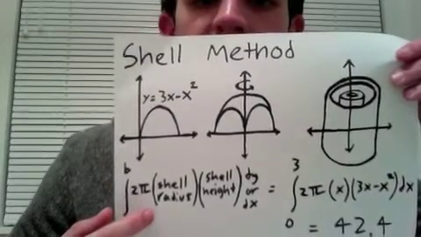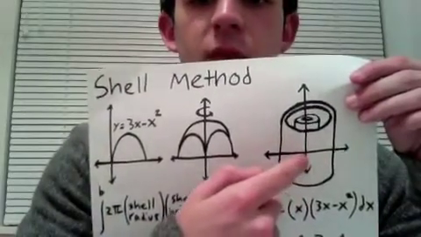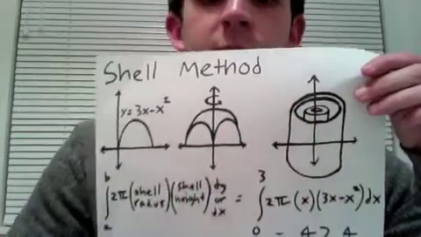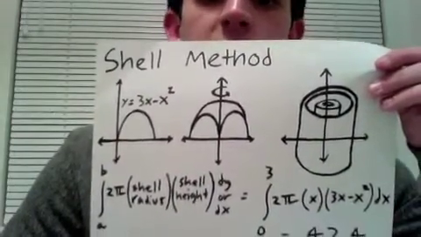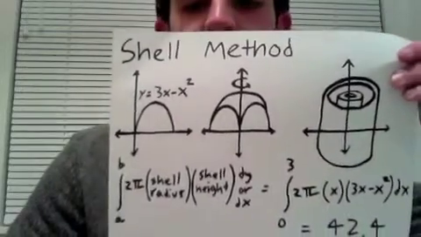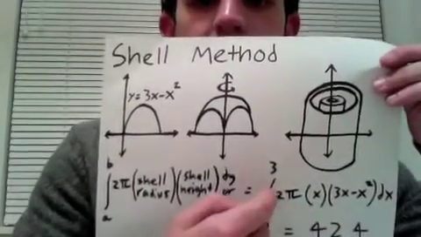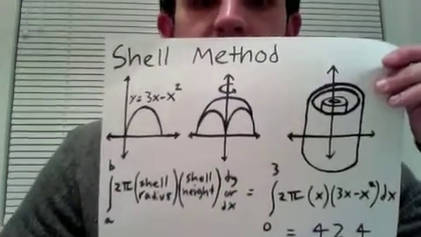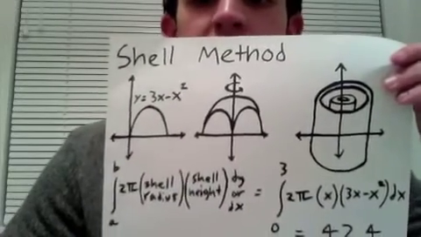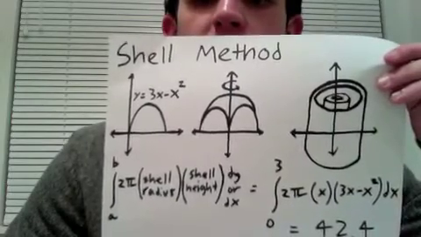So this is the equation. It's 2 pi times the shell radius times the shell height. In this case, the shell radius is just from here to there, and the shell height is just the height of it up as it follows the equation, and that's either dy or dx depending on what you're taking it in terms of. So for this specific shape, it's from 0 to 3, 2 pi times x, which is the shell radius, times 3x minus x squared, which is the shell height, dx. And through the shell method, we can more easily find that it's 42.4.